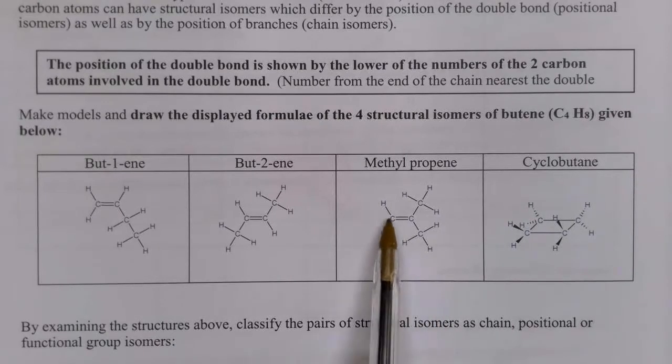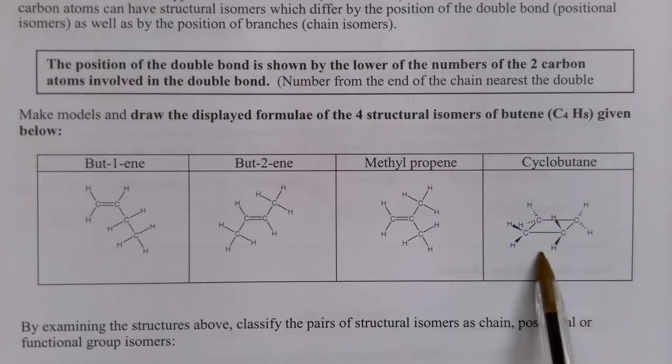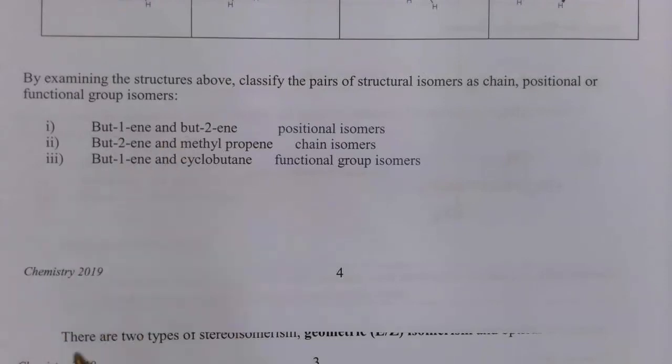Methyl propene is a branched molecule with that methyl group on the second carbon. And last but not least, cyclobutane is a functional group isomer because it doesn't contain any carbon-carbon double bonds. It's an alkane, but it's a cyclic alkane, so it has the same general formula as an alkene. So but-1-ene and but-2-ene are position isomers. But-2-ene and methyl propene are chain isomers, and but-1-ene and cyclobutane are functional group isomers because they contain a different functional group. So you need to be aware of all 3 types of isomerism.